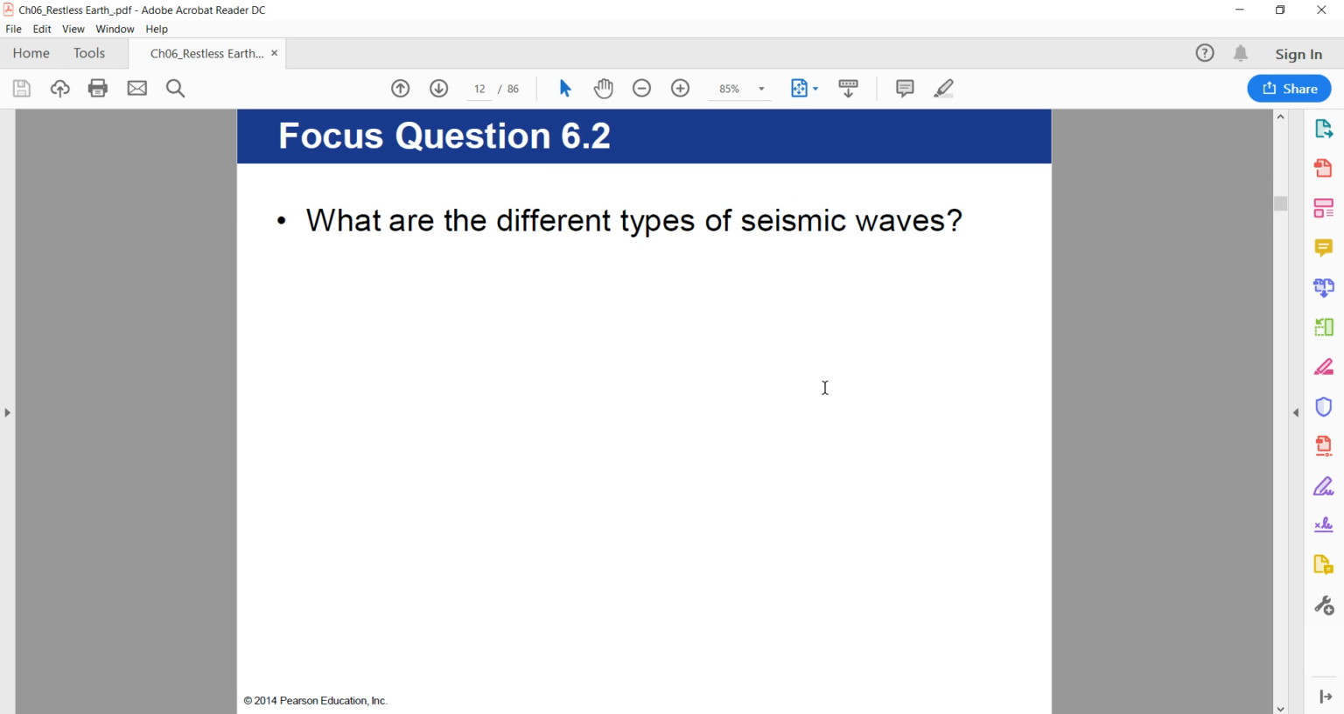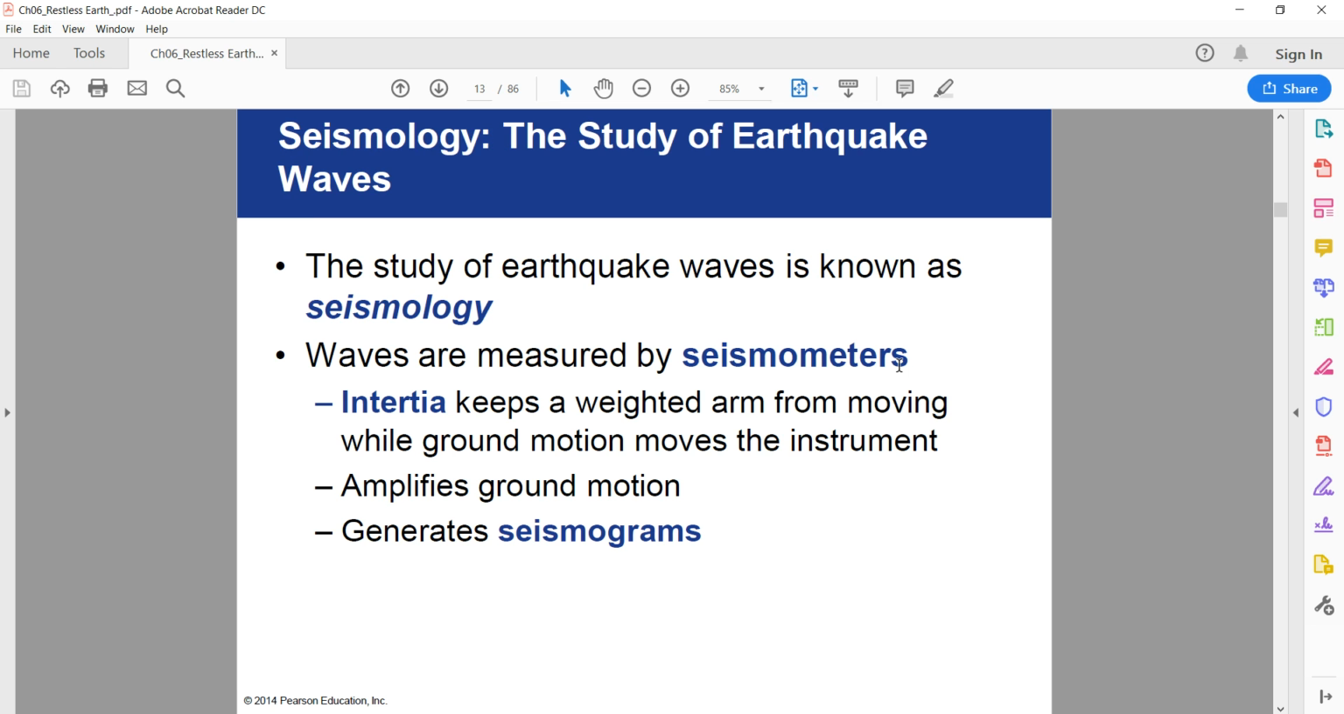Different types of seismic waves. The energy that we were talking about, which is released during the earthquake, is released in the form of seismic waves. Seismic waves travel in the interior or on the surface of the earth due to these geological events. The study of earthquake waves, or seismic waves, is called seismology, and the instrument which measures the intensity and strength of these seismic waves is called a seismometer.